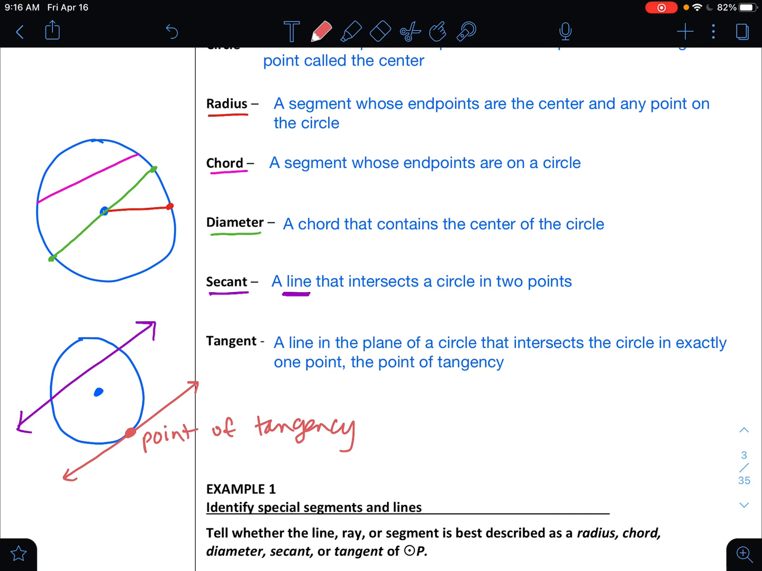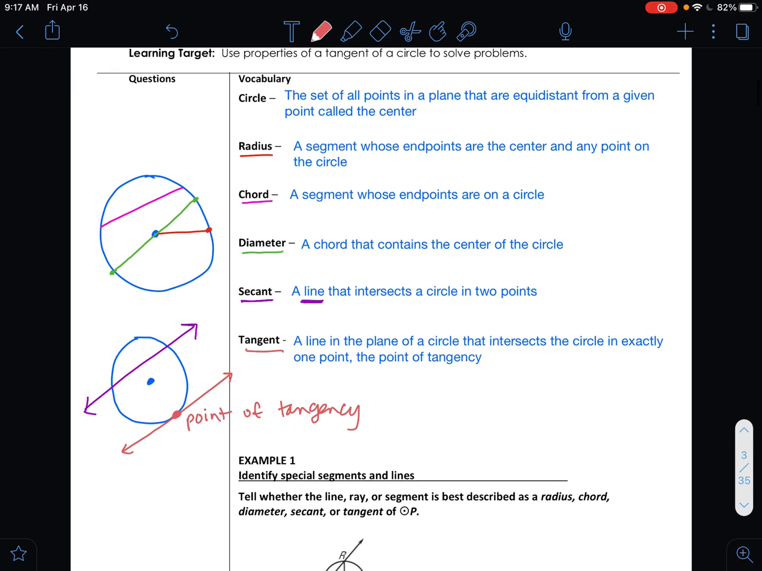So a tangent can never go through the circle because that means it would intersect the circle more than once. That would be your secant. A tangent will intersect at just one spot on the circle, and so it will be on the outside of your circle. Okay, so radius and diameter are probably familiar, but chord, secant, and tangent are going to be your new vocabulary terms to get used to.